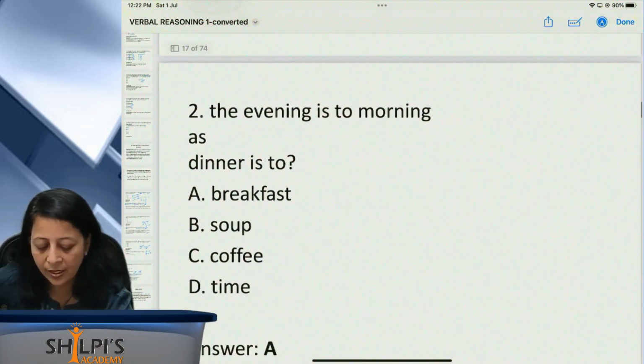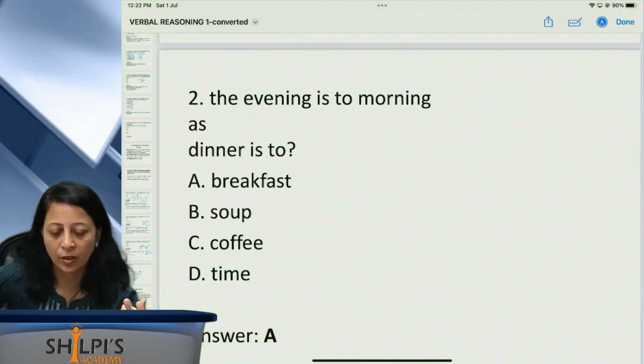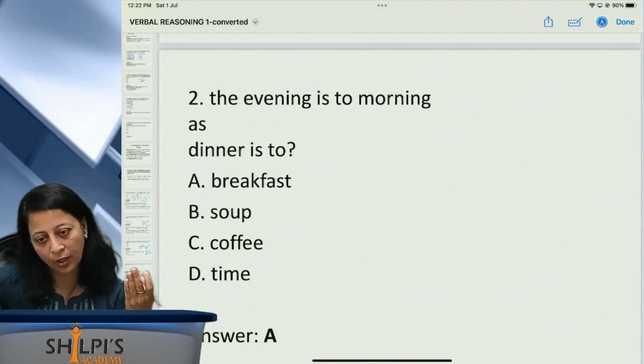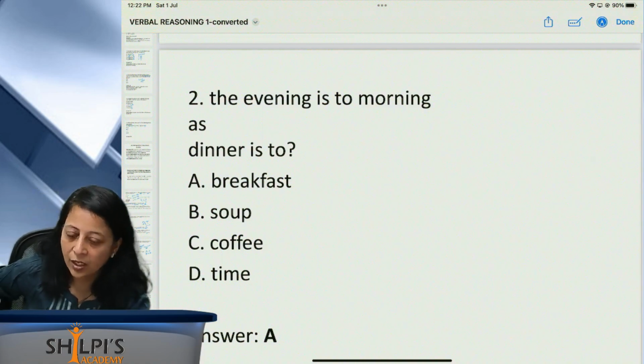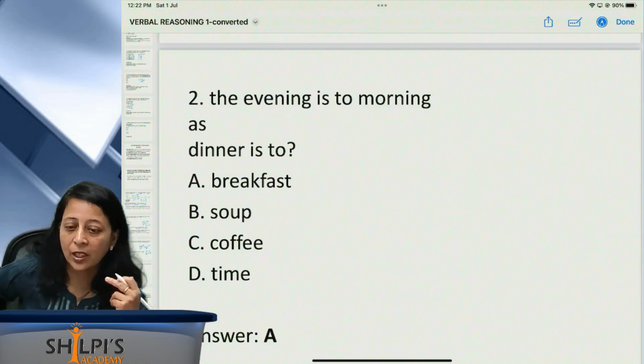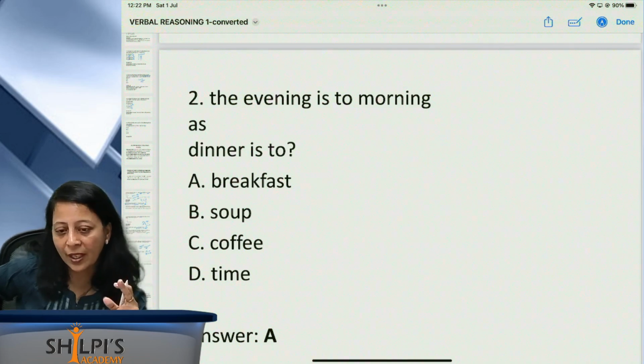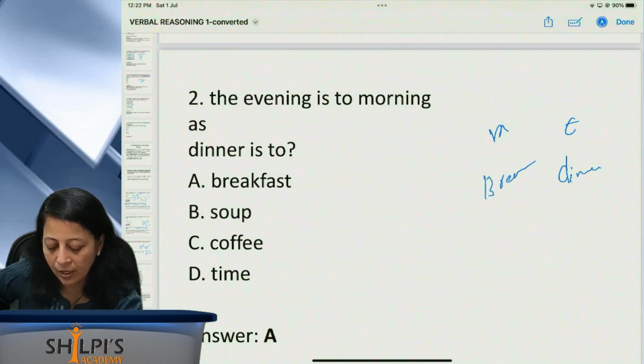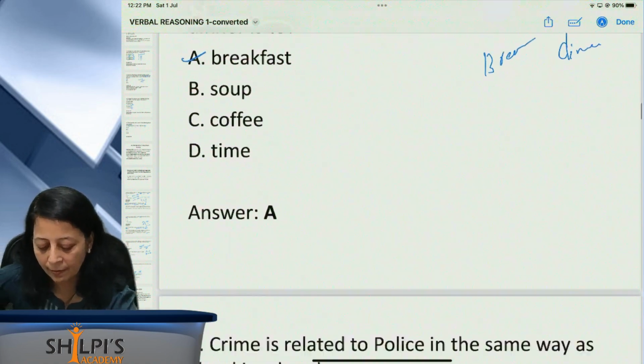So next is evening is to morning. A day consists of evening, a day consists of morning. So evening is to morning as dinner is to, what we take in the evening? We take dinner in the evening. So in the morning what will we take? We will take breakfast. So the answer will be breakfast.